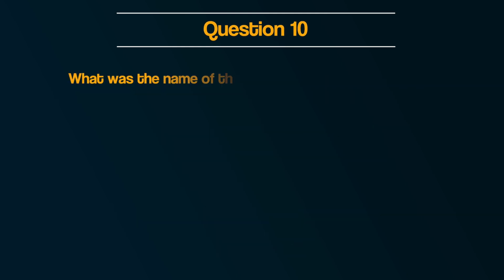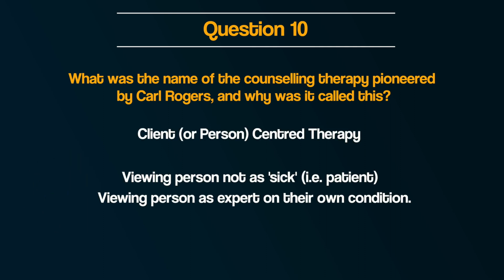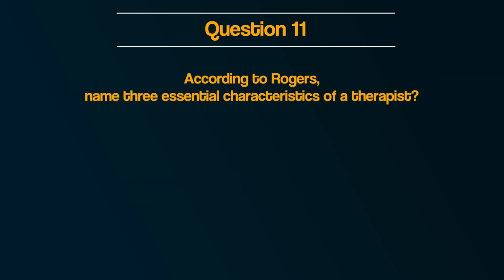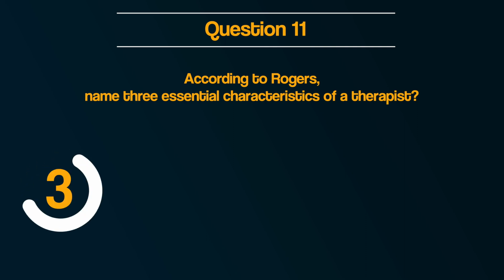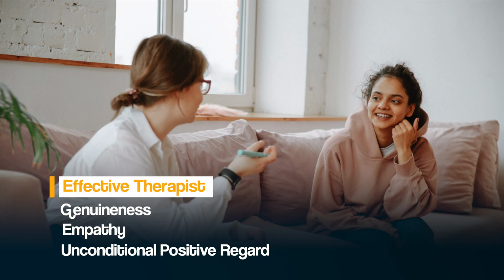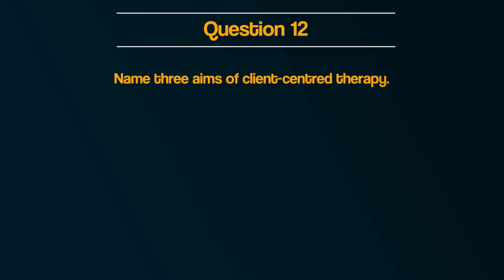Question 10. What was the name of the counselling therapy pioneered by Carl Rogers, and why was it called this? Question 11. According to Rogers, what are the three essential characteristics of a therapist? Question 12. Name three aims of client-centered therapy.